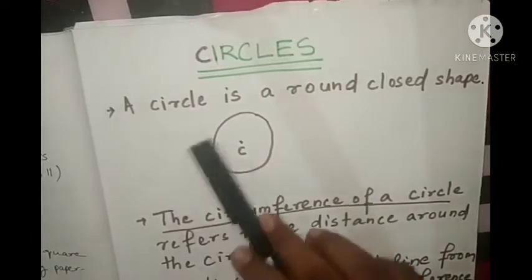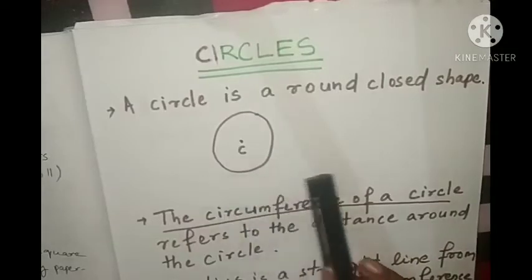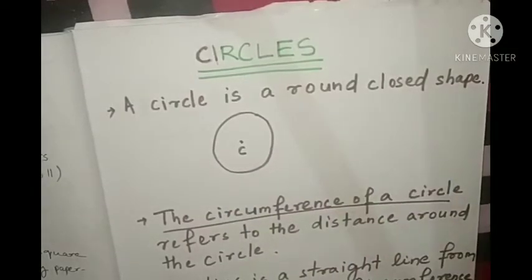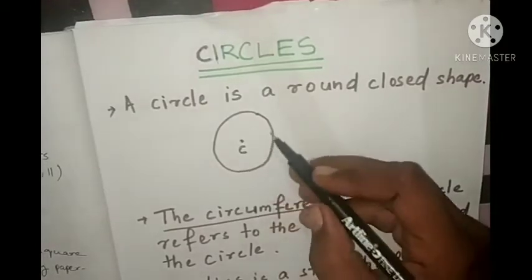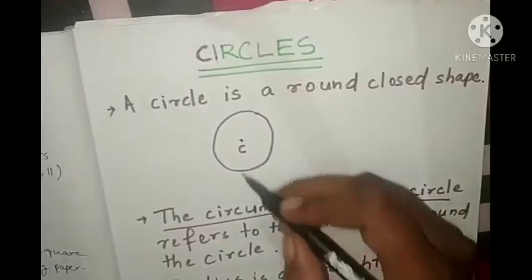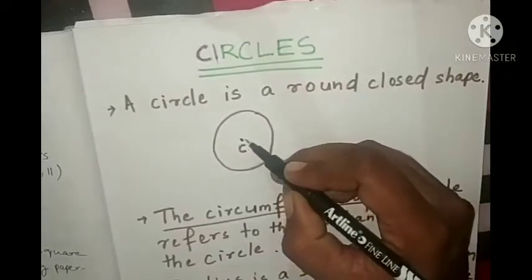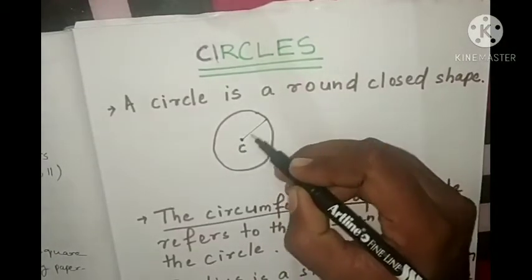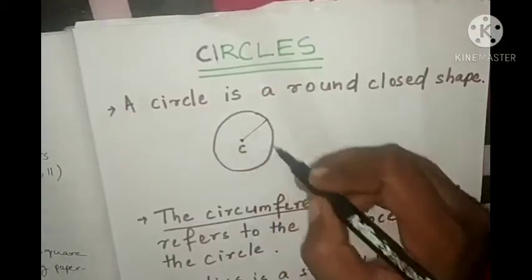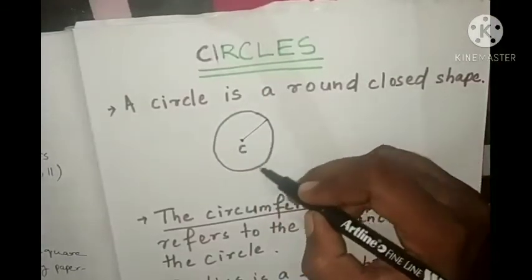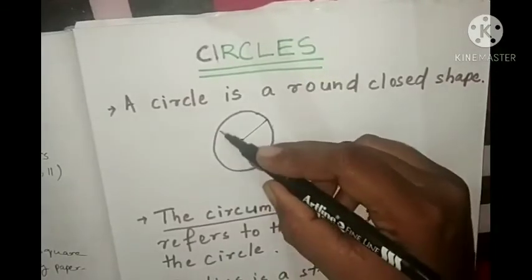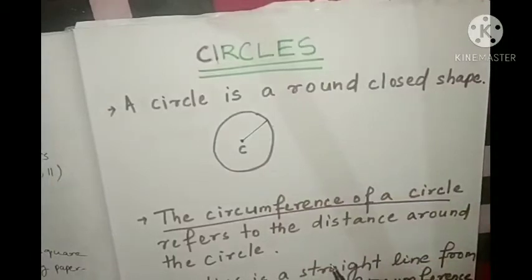So, here we are seeing circle. A circle is a round closed shape. So here you are seeing this is a circle. It has one center. So the distance from the center to this circumference, this boundary, is always equal. This boundary of the circle is known as circumference.